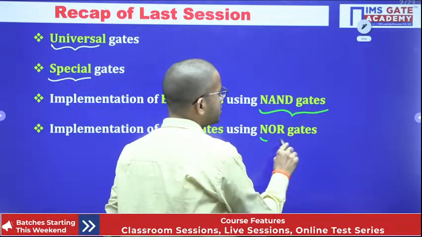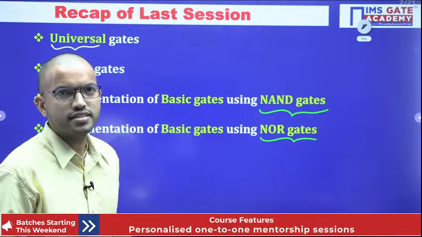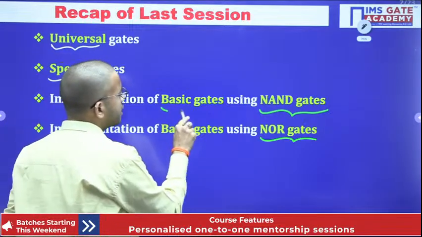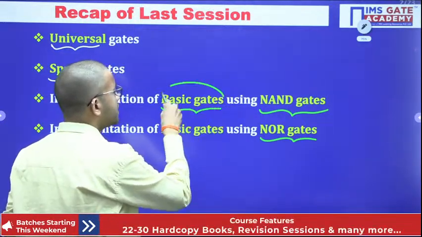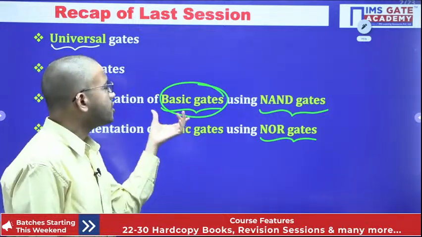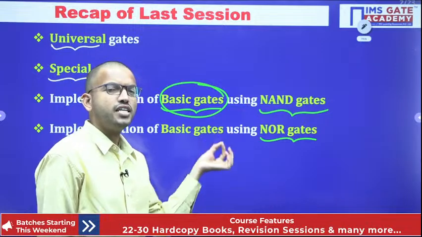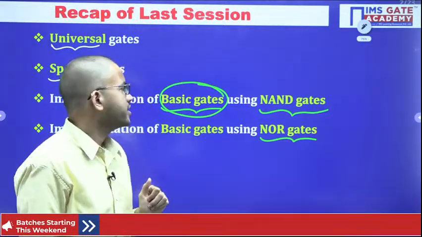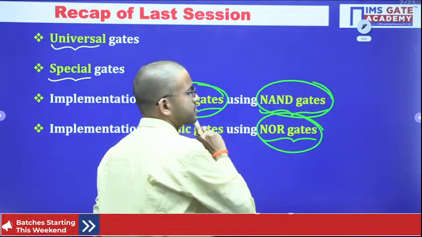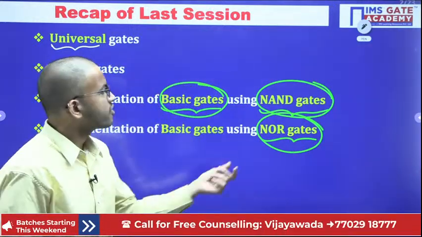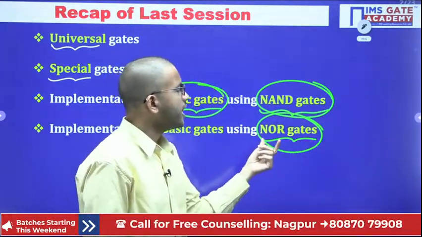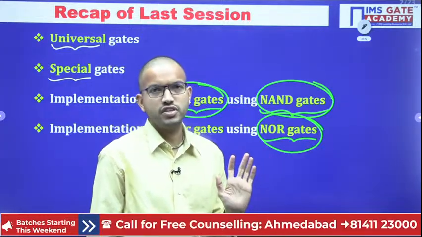See, NAND gates and NOR gates are called as what? Universal gates, right? In one of the earlier sessions, we discussed the basic gates. We have 3 basic gates: AND gate, OR gate, and NOT gate. By the combination of those basic gates, we can implement any Boolean function. Now, NAND gates and NOR gates we call universal gates. The reason is, with the help of NAND gates, we can implement any Boolean function. Similarly, with the help of NOR gates, we can implement any Boolean function, right?